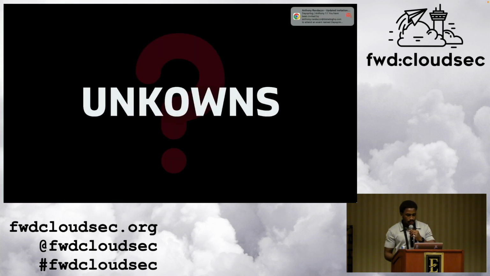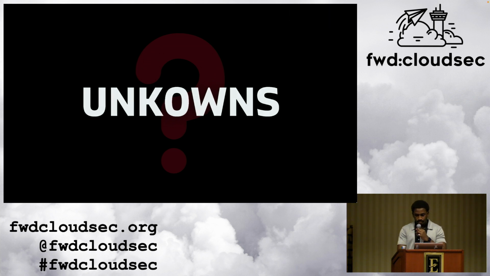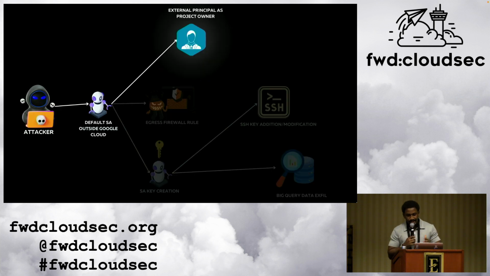Now we've gone over the knowns. The unknowns will highlight various techniques that are likely to have been used in the wild. The next thing we'll be looking at detecting would be when an external principal is added as a project owner within Google Cloud.